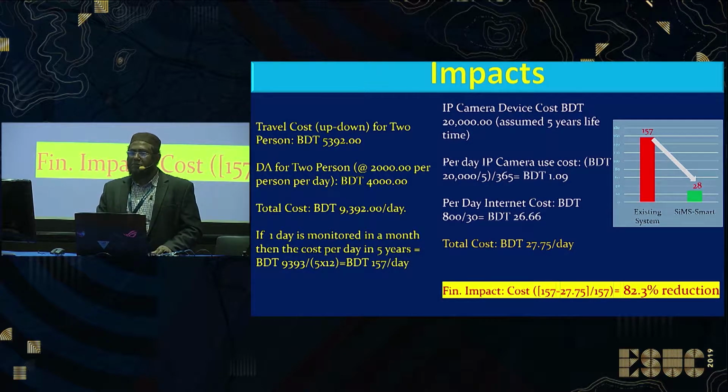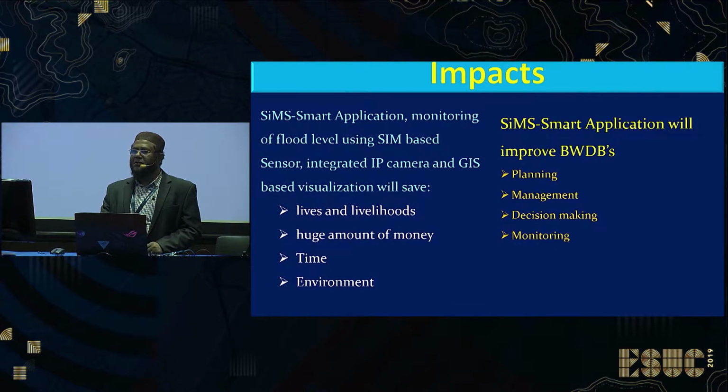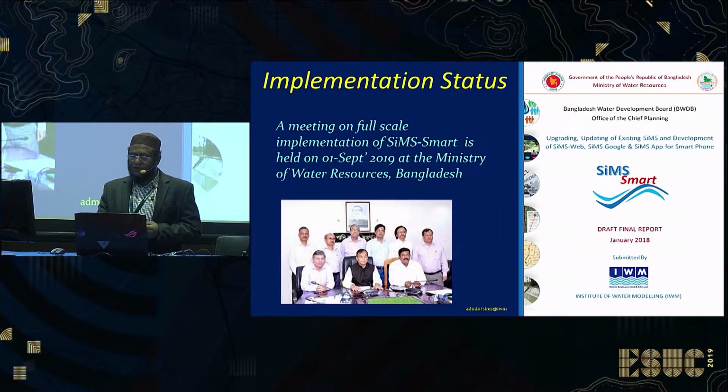When the people become aware of flood level, they can save their life and properties. That is invaluable. So in that way, application of GIS in this smart monitoring system is helping Bangladesh to achieve the Vision 2021 goal, Digital Bangladesh. And we are going forward.